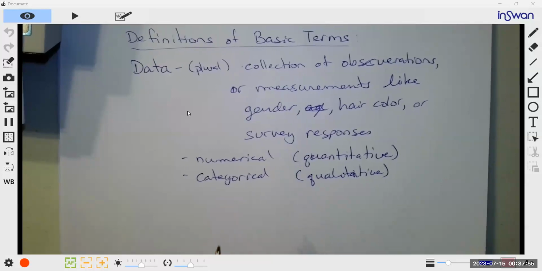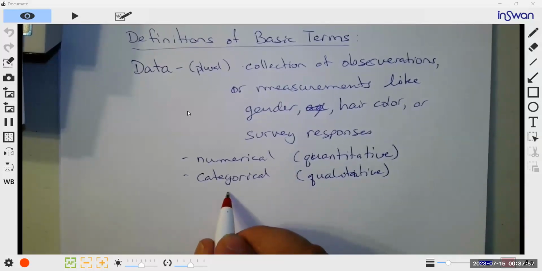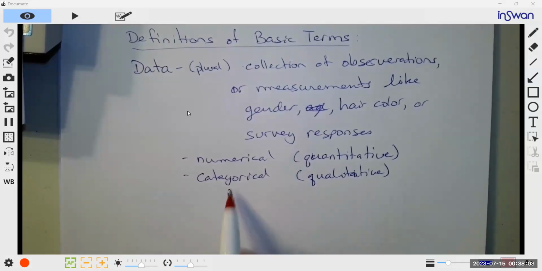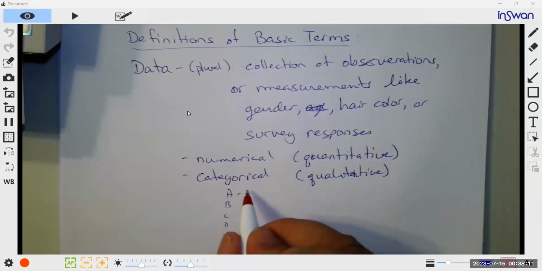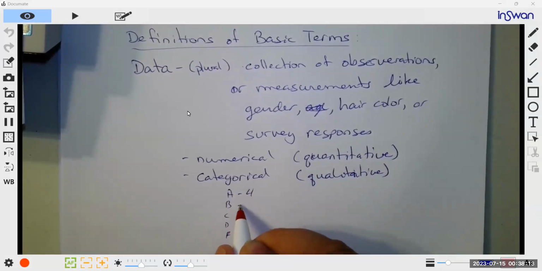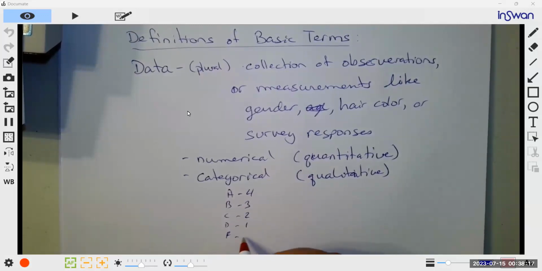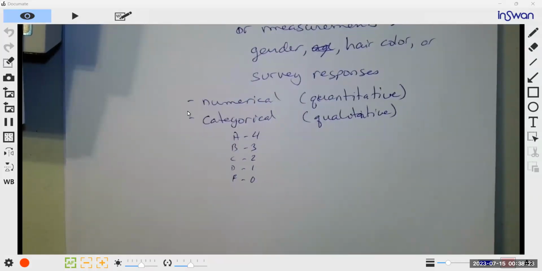For example, grades. Grade A, grade B, grade C, D, and F. Well, we can't do math with that. A plus C does not equal AC. So what we do to determine grade point averages, we say an A equals 4 points, B equals 3 points, C equals 2, D equals 1, and F equals 0. So now we can compare the numbers and use those in some sort of analysis.